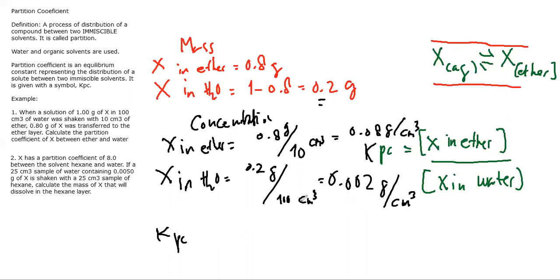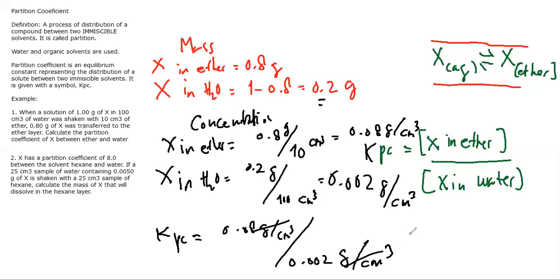Therefore, I can calculate the Kpc using this formula. Kpc is X in ether, which is 0.08 gram per cm cube, divided by 0.002 gram per cm cube. Then I can cancel the units, so it will give me 40.